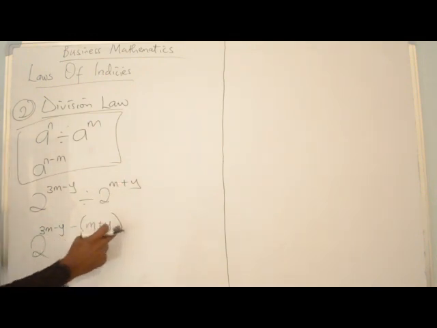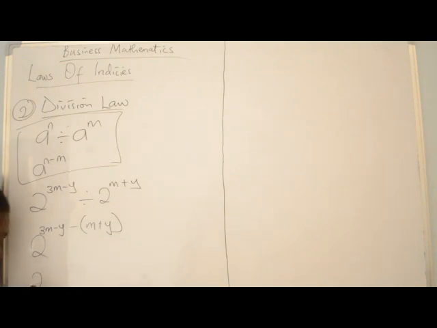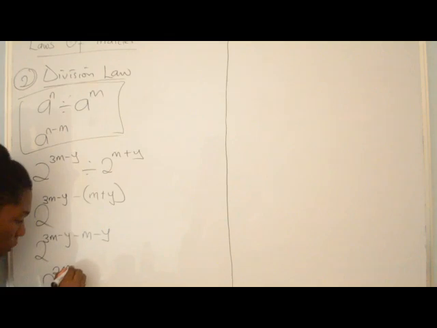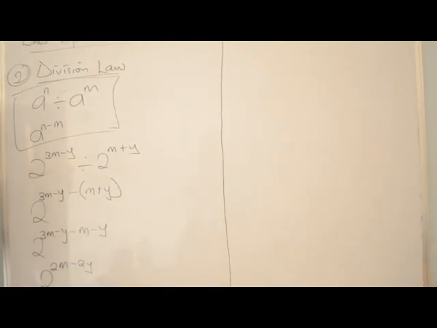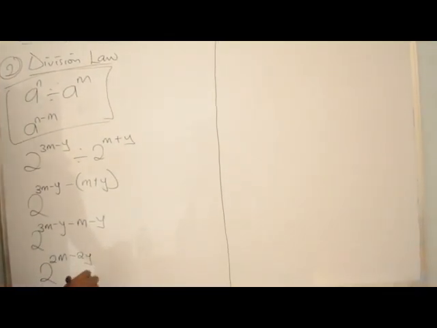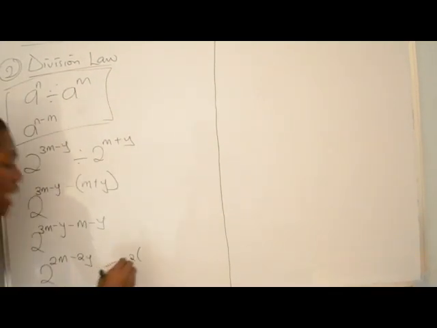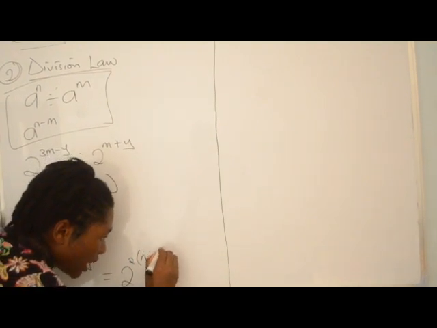We have to bring in our bracket for expansion. By expanding that, we'll be having 2 raised to power 3m minus y, our minus will give us minus m, and that will give us plus y... by collecting like terms, we'll be having 3m minus m giving us 2m, and minus y minus y giving us minus 2y. If you wish, you can simplify this to be equal to 2 raised to power, bringing out the common 2, 2 times m minus y.